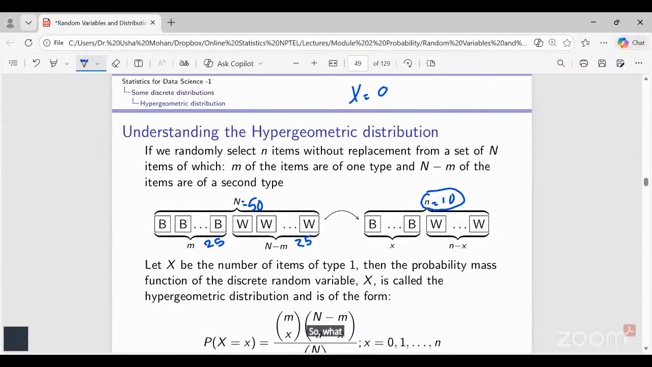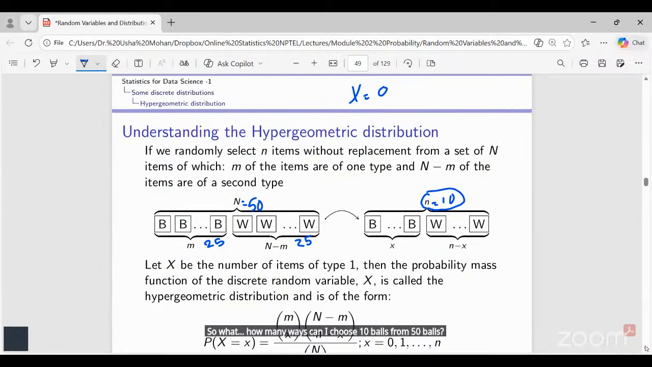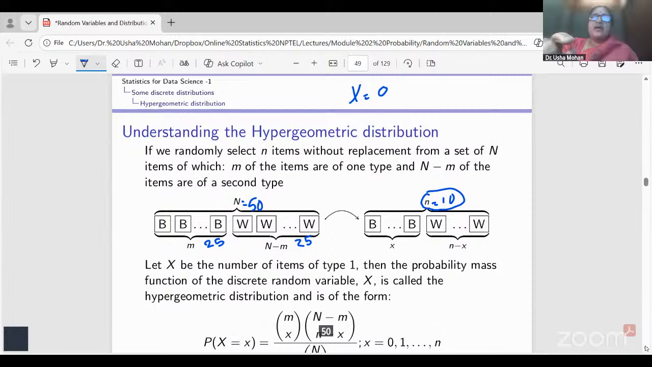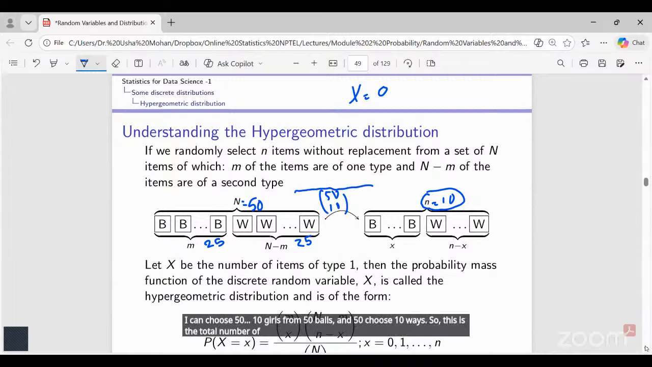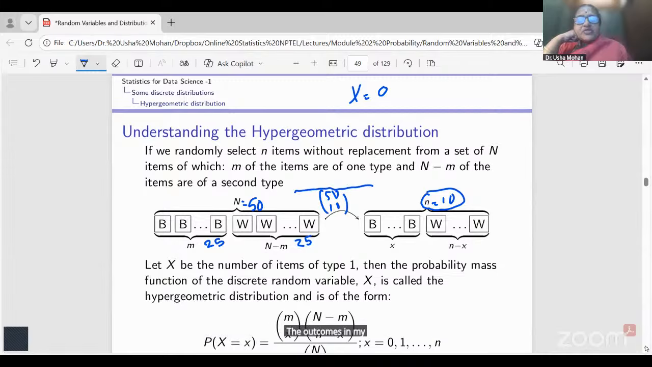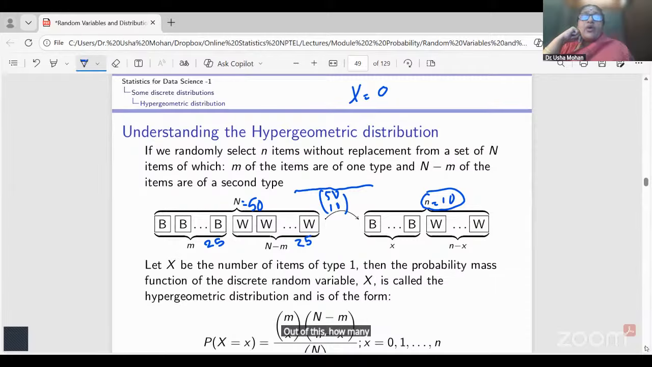So how many ways can I choose 10 balls from 50 balls? 50C10. I can choose 10 balls from 50 balls in 50 choose 10 ways. This is the total number of outcomes in my sample space. Would you all agree? Yes, ma'am. Out of this, how many do I want with X equal to 0?